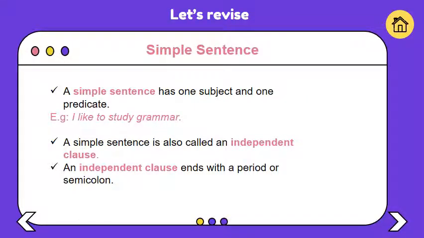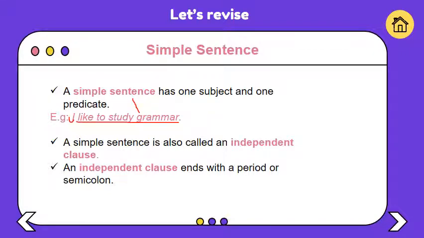Okay, to start with the grammar part, first of all, let's revise the two structure types that we have covered before. First of all, we covered the simple sentence. We said that a simple sentence has one subject and one predicate, if you want to say one verb also. So the simple sentence has one subject and one complete predicate. Example, I like to study grammar. I is the complete subject, and like to study grammar is the complete predicate. So here I have only one subject and one predicate, so I have a simple sentence.